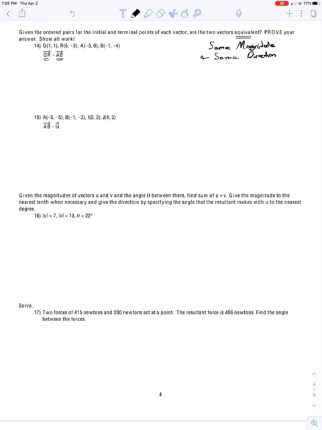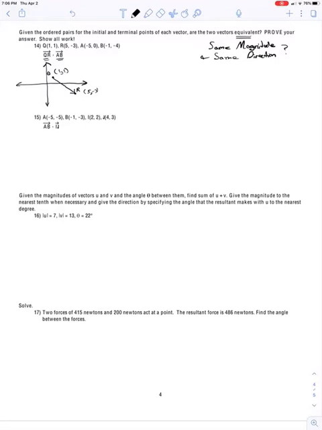So we're looking to prove they're equivalent. Let's see if that's true. Let's draw a picture just to see these two vectors. Vector QR has a starting point of 1, 1, and an ending point of 5, negative 3. We'll plot those two points, 1, 1. So there's vector QR, this directed line segment.